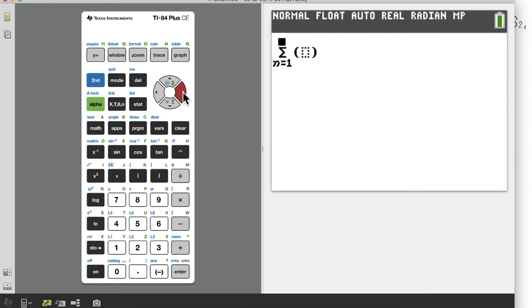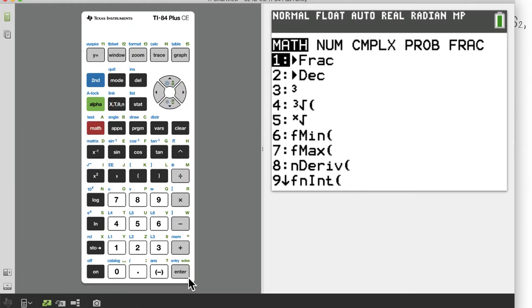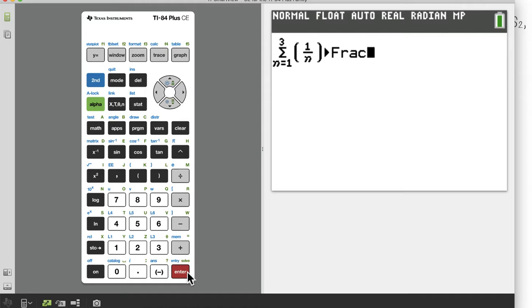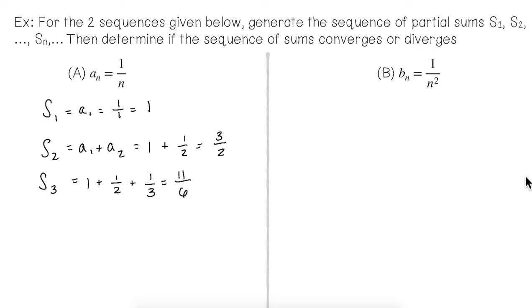and then I want the third partial sum now, so I'm going to go to 3, and then I'm going to put a fraction in here, and I'm going to put in 1 over n. Right? And I want to make it automatically a fraction, so I'm going to do math fraction there, and that tells me that my third partial sum is 11 over 6. Right. Good.